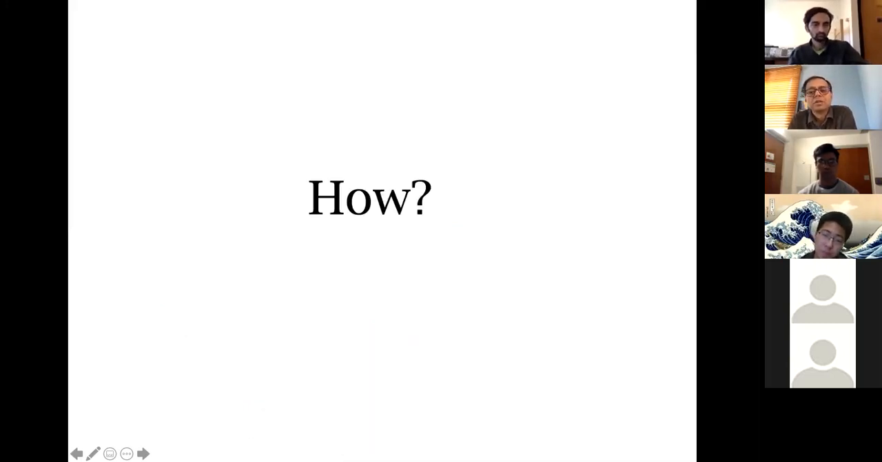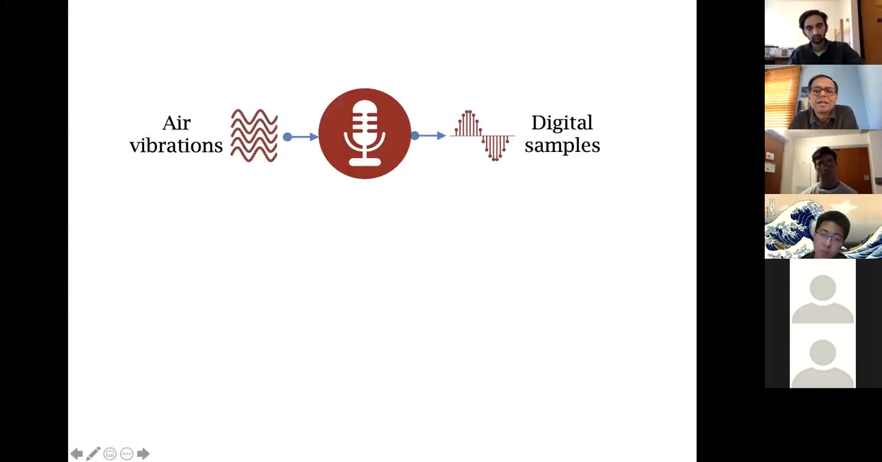Good. So those are the what can be done. Now let's look at the how, because we care about the signal processing part and the engineering of it, right? So how do you do this? For that, let's look into microphones a little bit. What are microphones? A microphone is a device that receives air vibrations as input and gives digital samples as output. That's one high-level way of looking at microphones.